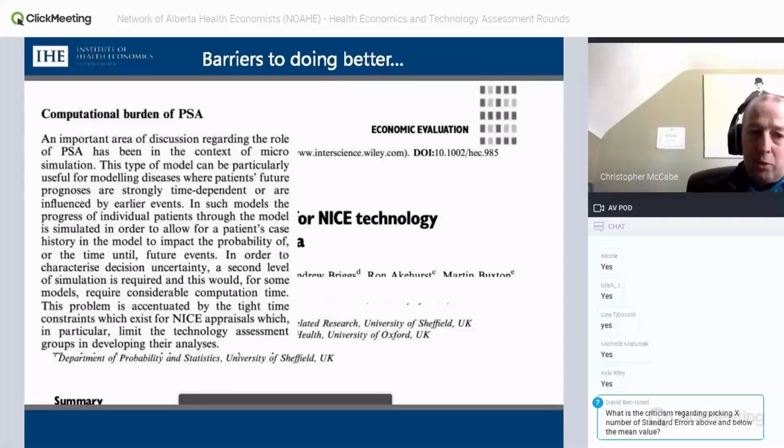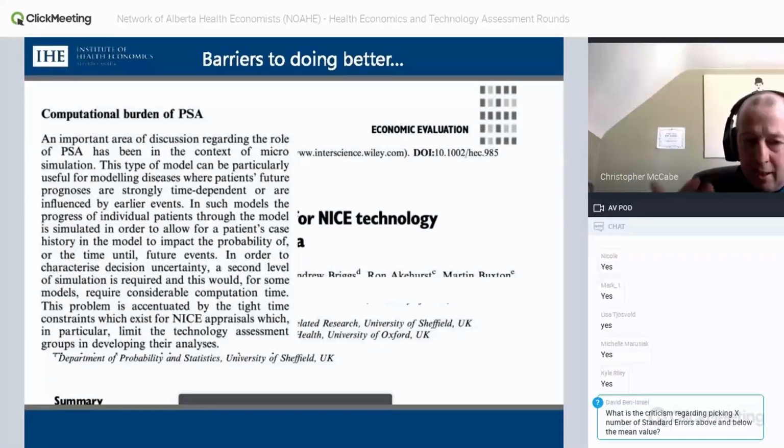A second thing that we noted in that same paper was about the computational burden of probabilistic sensitivity analysis. And we got a huge amount of pushback at the time of this guidance. The actual guidance was produced in 2003-4, and we got a huge amount of pushback saying that the computational burden of running these types of analyses was too much, and it was unreasonable to expect people to do these sorts of analyses.